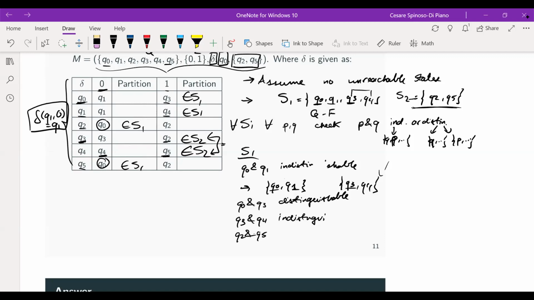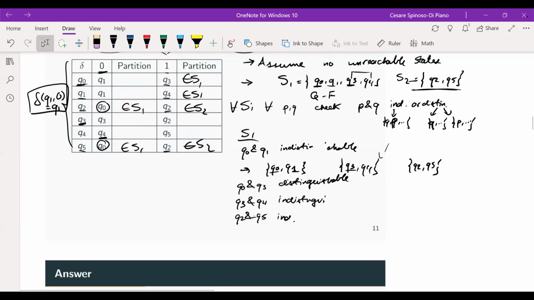Okay. And then for 1, when Q2 and Q5 see a 1, they both go to the same state again. So of course, they're going to be part of the same partition, in this case, S2. So they are indistinguishable. So again, that means that Q2 and Q5 are going to be together. Okay, so that was the second iteration, or I guess the first iteration of that process.